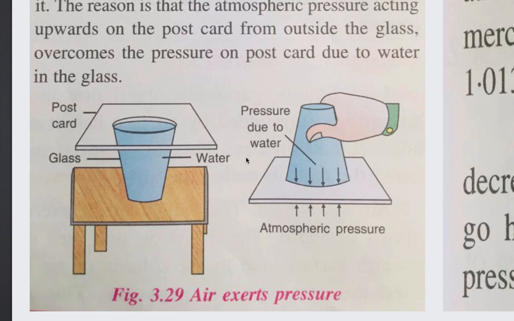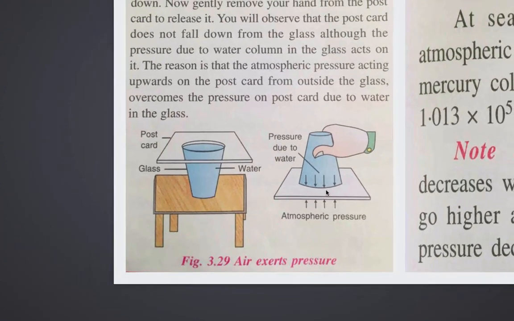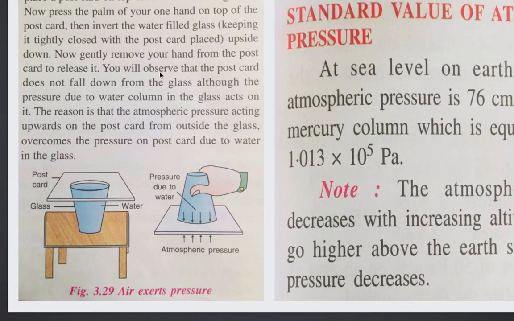Why am I suggesting you to do it not at home, anywhere? Because there are chances at times students don't do it correctly and the water comes out when you invert the glass jar. So do it very carefully. So what we do in this activity is, when you remove your hand slowly from the postcard after exerting little pressure, the pressure due to water column in the glass acts on it, and the reason is that atmospheric pressure acting upwards on the postcard from outside the glass overcomes the pressure on the postcard due to water in the glass, and it gets stuck to it for a certain time, very small time, and then it gets removed also.